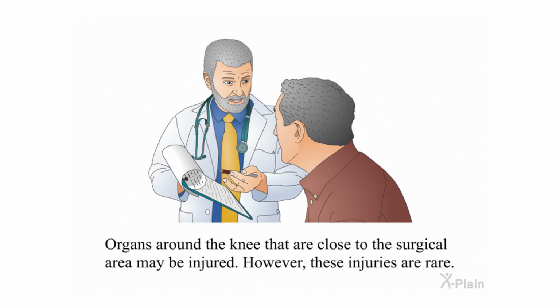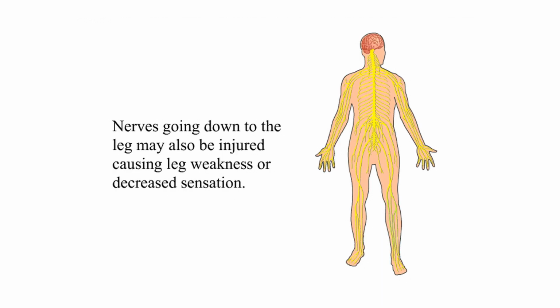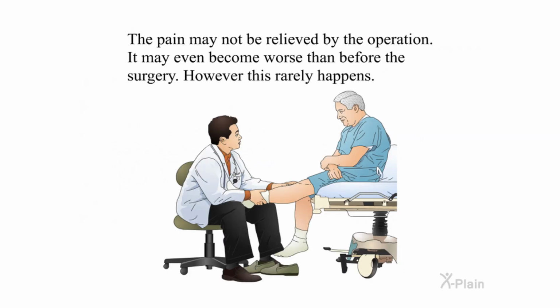Organs around the knee that are close to the surgical area may be injured. However, these injuries are rare. Arteries and veins going to the leg may be injured. Nerves going down to the leg may also be injured, causing leg weakness or decreased sensation. The pain may not be relieved by the operation. It may even become worse than before the surgery. However, this rarely happens.